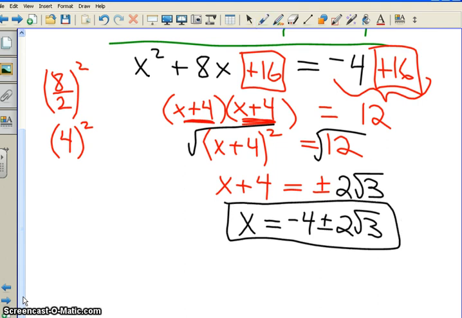And if we wanted, we could turn that into 2 decimal values and then compare those decimal values with our graph to make sure that they check out.